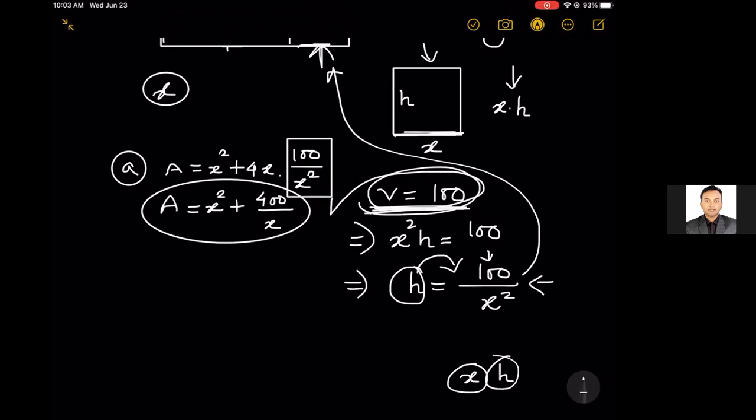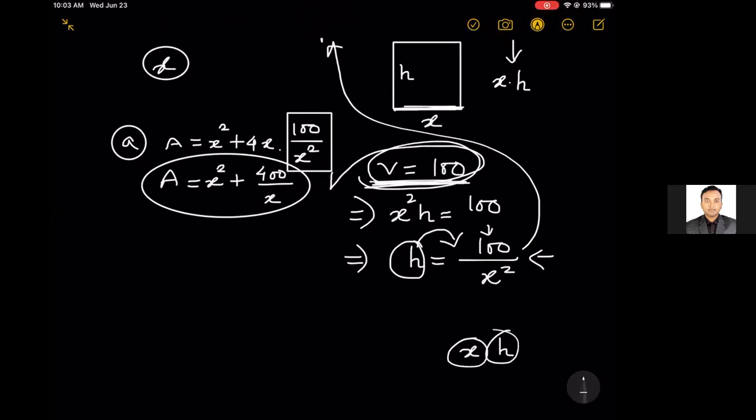You might rephrase this, because the volume is 100, so none of the sides should go beyond 100, right? But does it work like this? Let me show you one thing really quick.